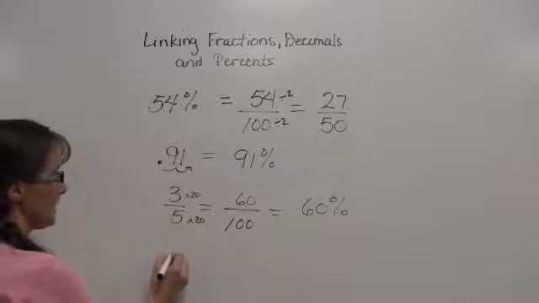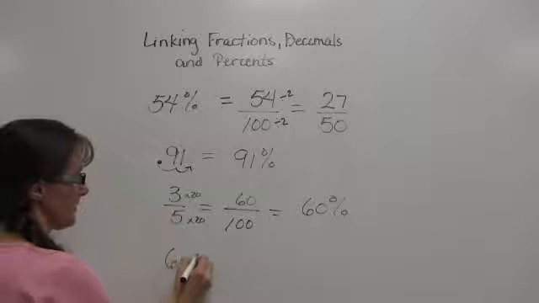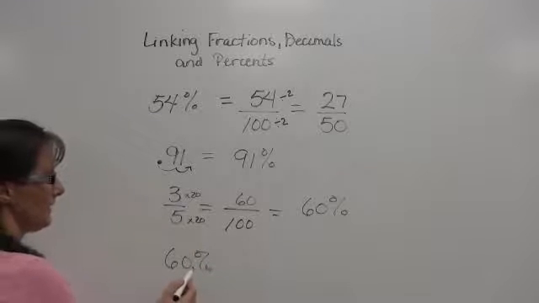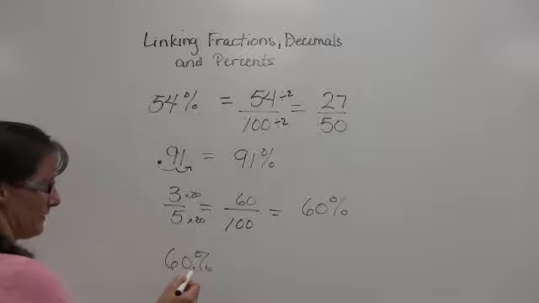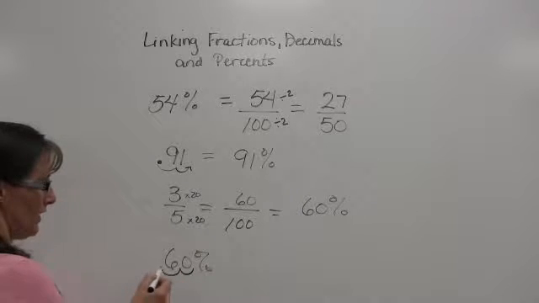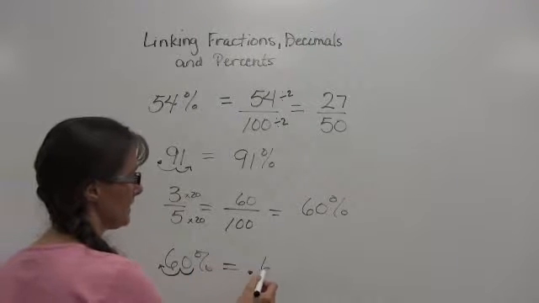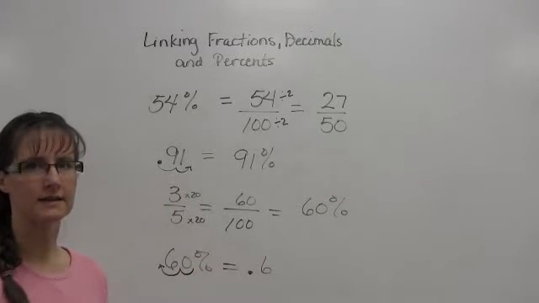Okay, what if I wanted to change 60% into a decimal? Well, that means I need to move the decimal place to the left twice. If I don't see the decimal place, it's right here to the right of my number. I just move it twice to the left. That means it's the same thing as 0.6 as a decimal.